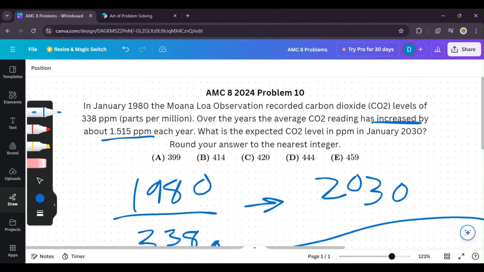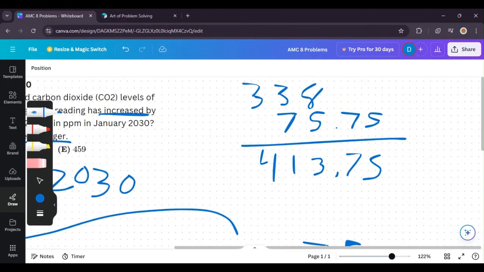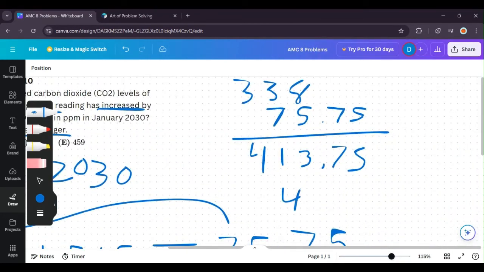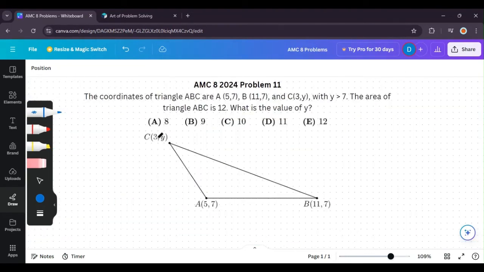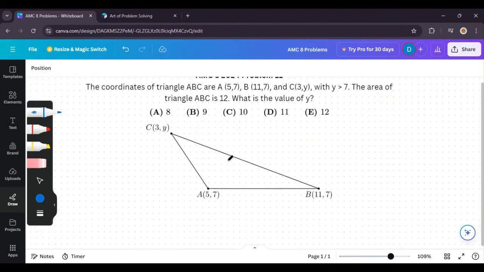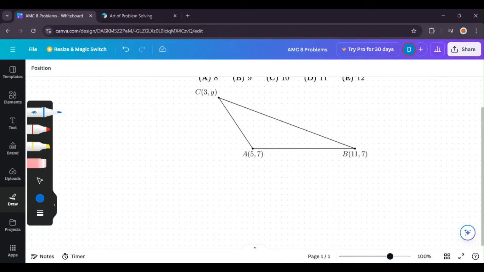The reason why is because we have to make sure that we know what it's asking for, and respond to what it's asking for. It's asking for your answer rounded to the nearest integer. Okay, so to the nearest integer, it would be 414. It would be B.